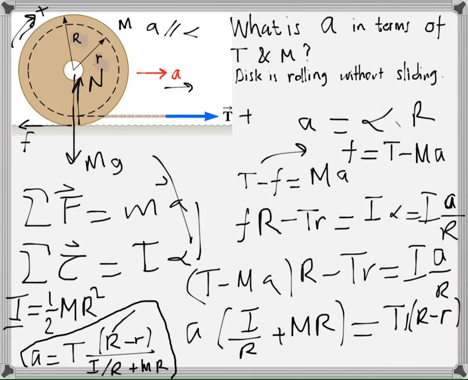But there is a more interesting thing coming. If it's sliding, then it's something else. If it's sliding, without any frictional force, then what happens? It's rotating around itself. There will be only one force, T, right? There will be no frictional force, right?